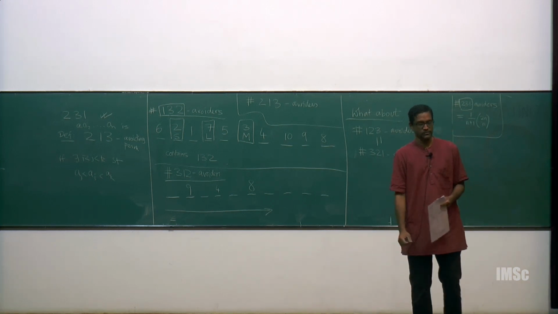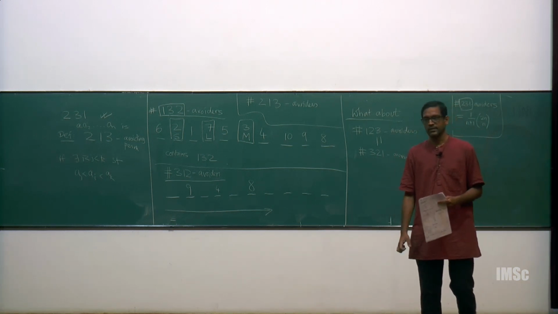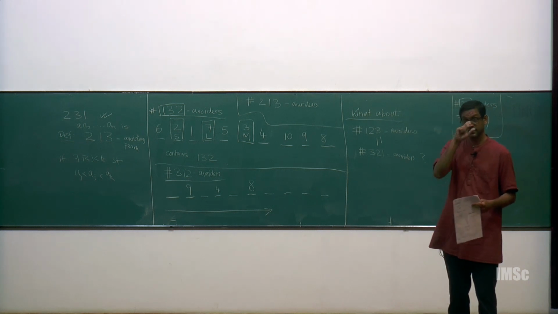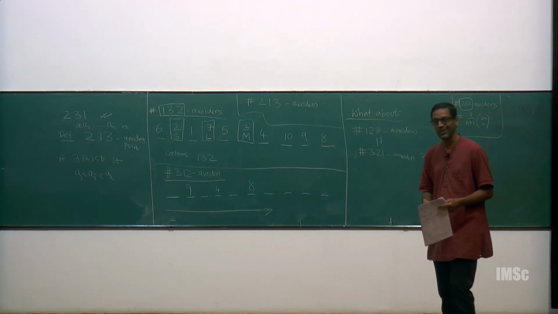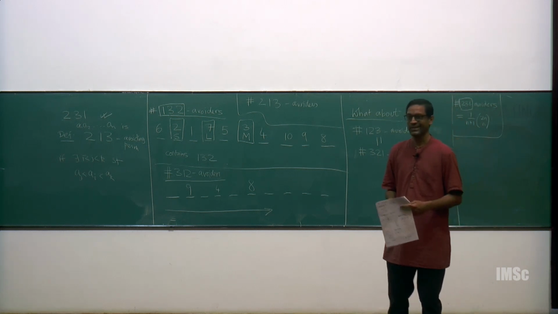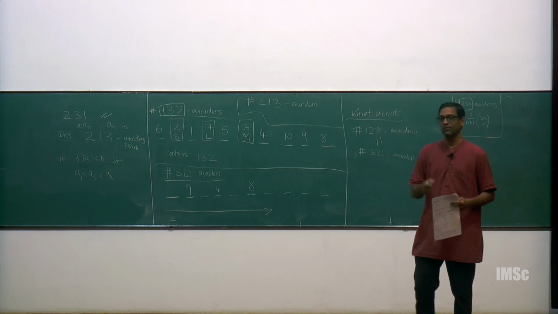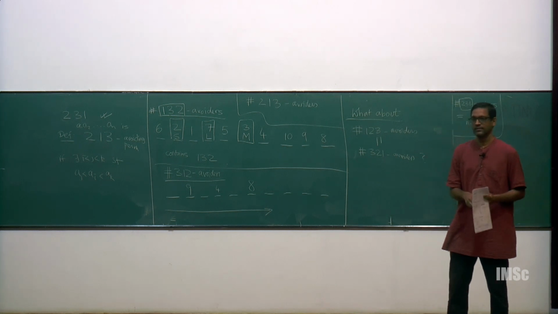Okay, at least that much we know, right? But how many are there? What's your guess? Any guesses? Sum of all avoiders will be? Okay, excellent. I was going to ask that question next. Sum of all avoiders will be n factorial.